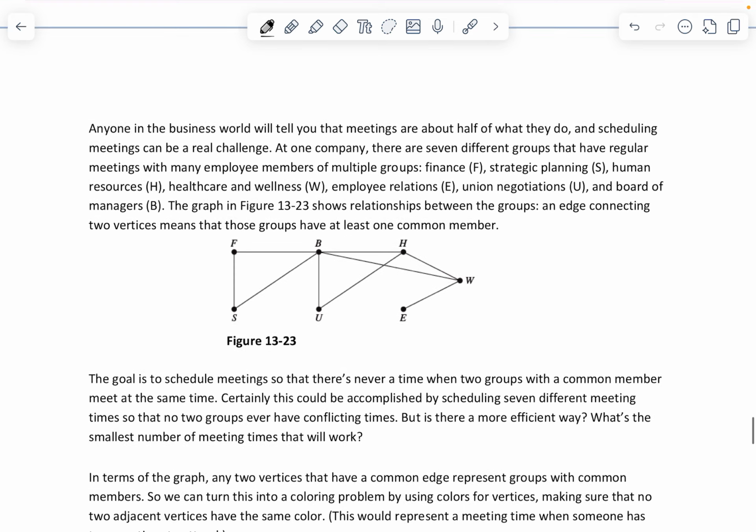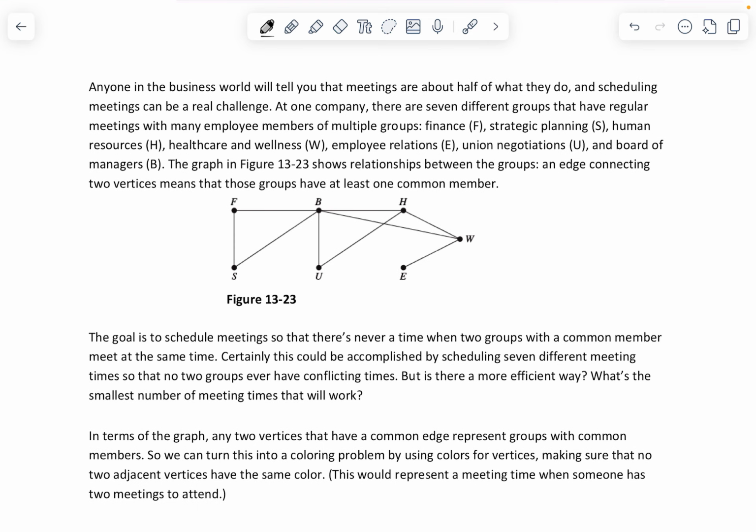All right. Anyone in the business world will tell you that meetings are about half of what they do, and scheduling meetings can be a real challenge. At one company, there are 7 different groups that have regular meetings, with many employee members of multiple groups. Finance, represented by F. Strategic planning, represented by S. Human resources, represented by H. Health, care, and wellness, represented by W. Employee relations, represented by E. Union negotiations, represented by U. And board of managers, represented by B.